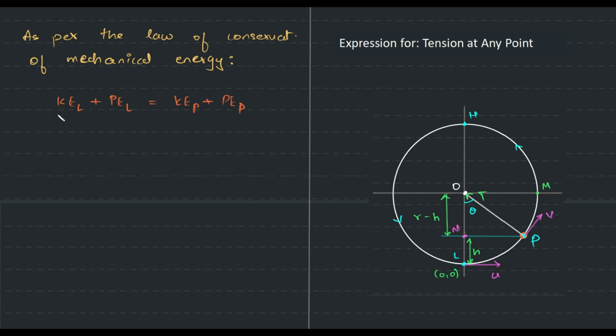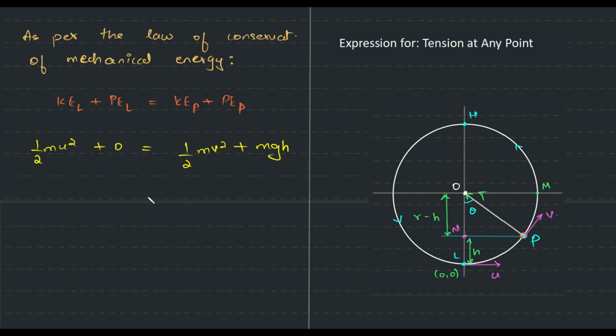Okay, so what is the kinetic energy at point L? It has a velocity of u, so half mu square plus potential energy is 0, and kinetic energy at point P is half mv square. We're getting an expression for V basically, plus potential energy at point P. So potential energy at point P will be how much? If this is your 0, it is at a height of h, so mgh.